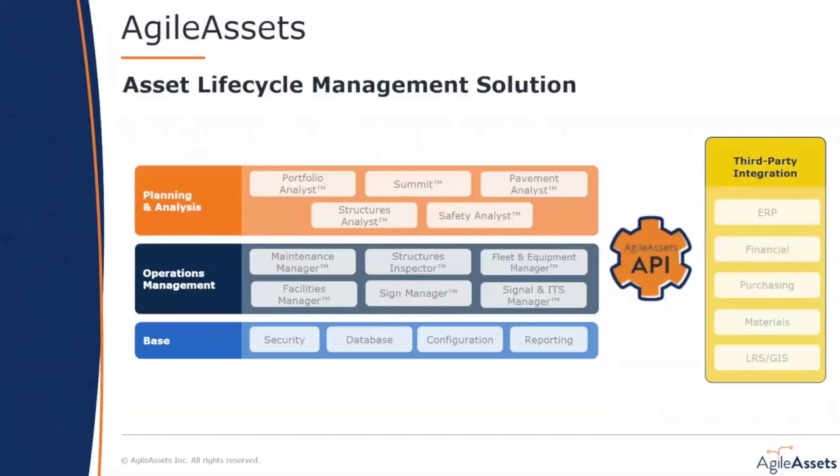At the top in orange, we have our planning and analysis products. These help an agency to analyze their data, whether that's pavement distresses, bridge conditions, roadway crashes and incidents. Each of these products help you to create a long-term optimized work plan that's going to help you to efficiently allocate your available funds or help you meet a target level of service.